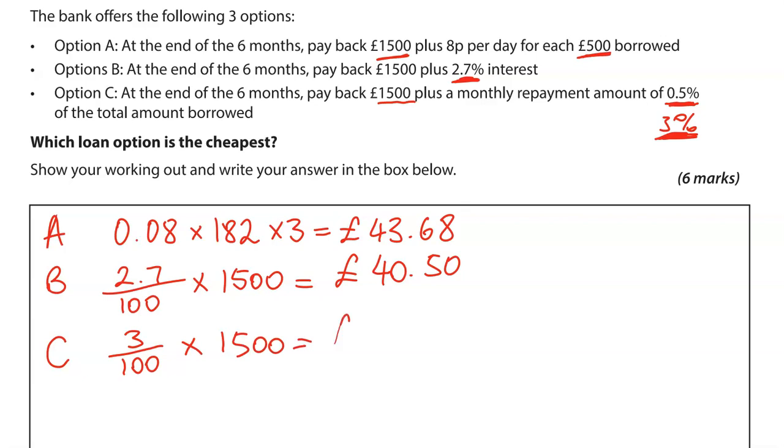1,500, which is £45. All of these would have to be paid on top of the 1,500, so no difference there. That's why we didn't add the 1,500 on top of each of them. We can compare them this way. So which one is the cheapest? And that is option B, as you can see, because it's only £40.50.